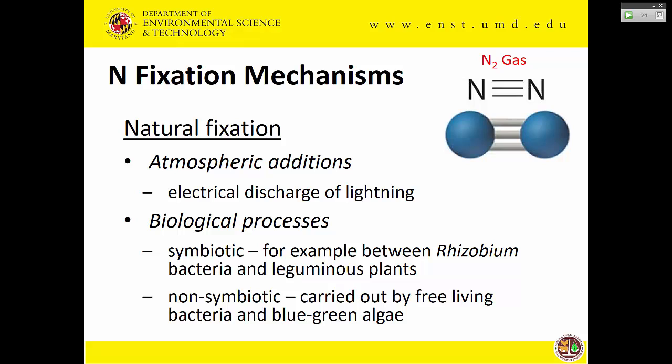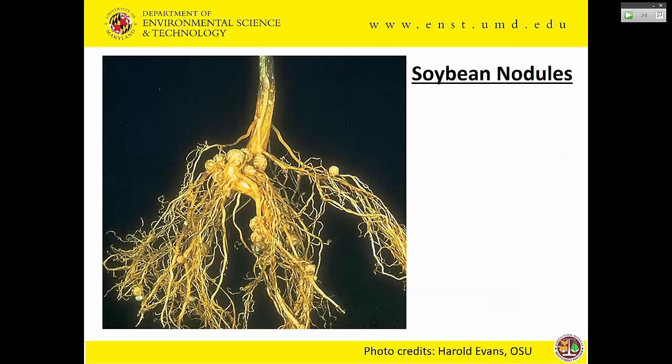And then we have another what's called non-symbiotic, which means only one party is benefiting. So symbiotic means bacteria benefits and legumes benefit. So non-symbiotic happens mostly in the water bodies where we have algal blooms. There are many species of algae, such as blue-green algae, who can take nitrogen and fix it, and then lead to algal blooms and other issues. So this is an example of soybean nodules. This is where the nitrogen fixation happened.